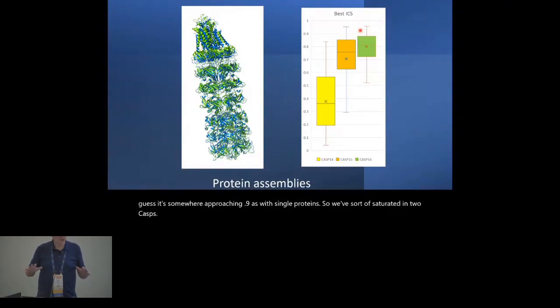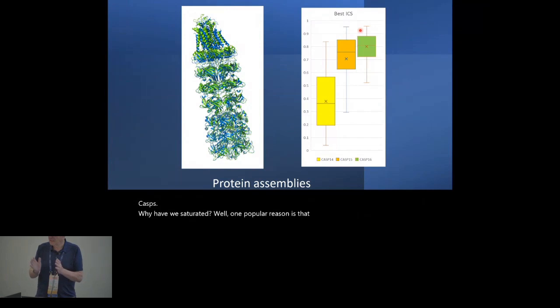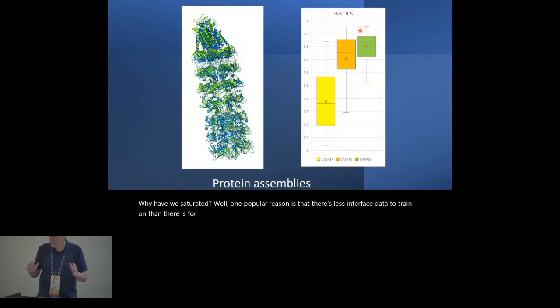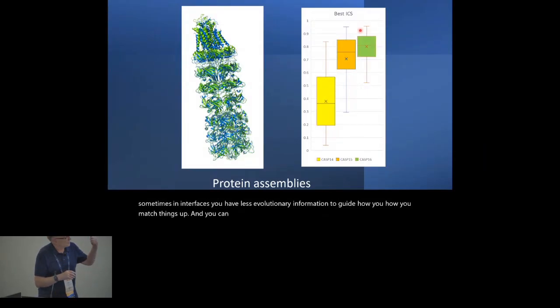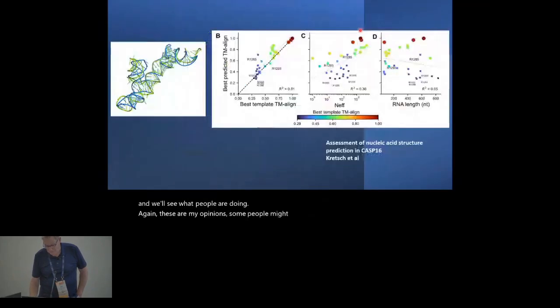Why have we saturated? Well, one popular reason is that there's less interface data to train on than there is for single proteins. A second reason, which I'll come back to, is that sometimes in interfaces you have less evolutionary information to guide how you match things up. And I'll come to an example where there was really failure there, and we'll see what people are doing about it. Again, these are my opinions. Some people might think differently.